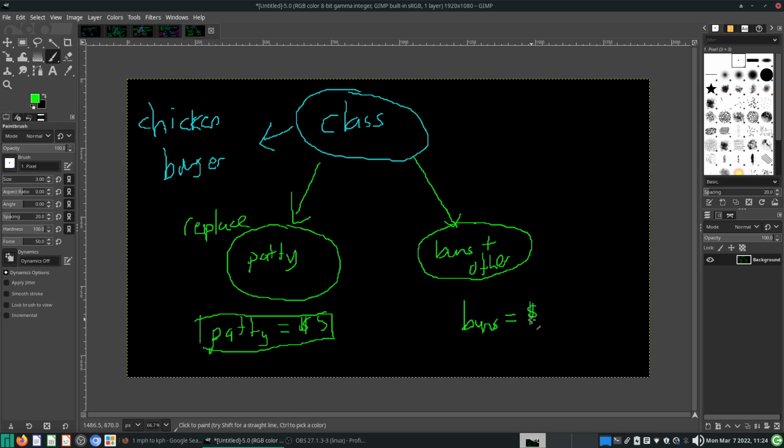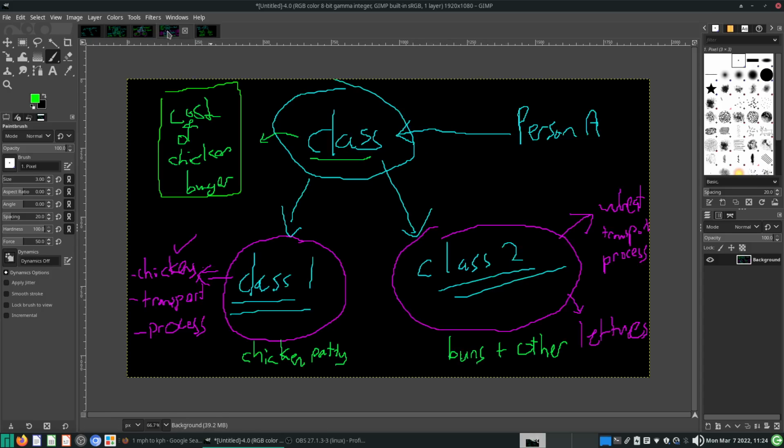The buns will cost $1. This is just a way to fill in some data, because at the end of the day, what this class does is just add the cost of the chicken patty and the cost of the buns and other things, and add them together, and then do some multiplication and whatever to figure out the cost of a chicken burger.